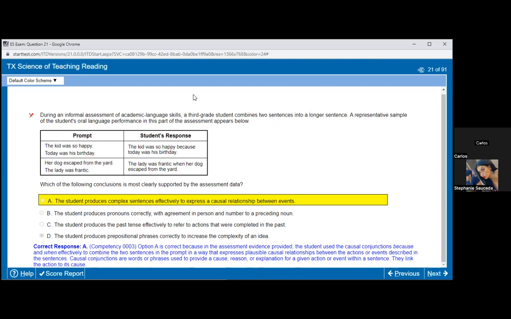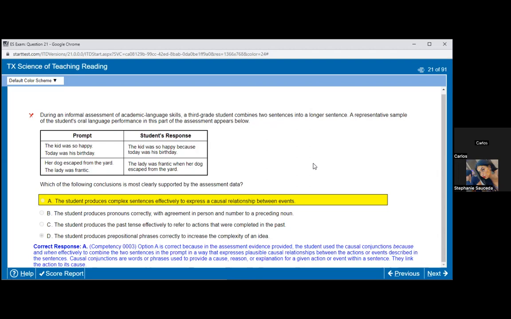A representative sample of the student's oral language performance in this part of the assessment appears below. Prompt: The kid was so happy. Today was the kid's birthday. The student's response was, the kid was so happy because today was his birthday. Her dog escaped from the yard. The lady was frantic. The lady was frantic when her dog escaped from the yard. Which of the following conclusions is most clearly supported by this evidence?